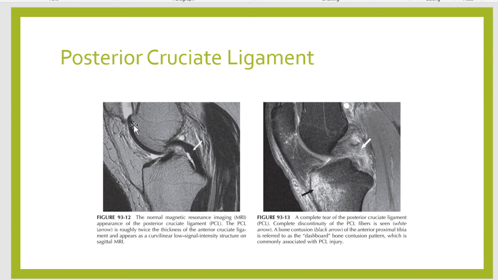So, these are classic images. Anyway, there are other images still found in the book, I think chapter 96. So please kindly check it, and read about other pitfalls, especially involving the anterior cruciate and posterior cruciate ligaments.